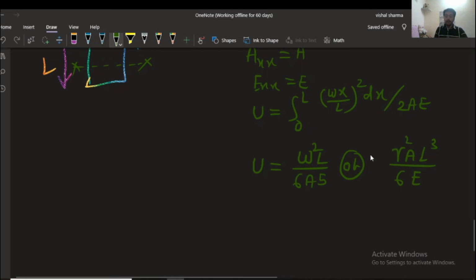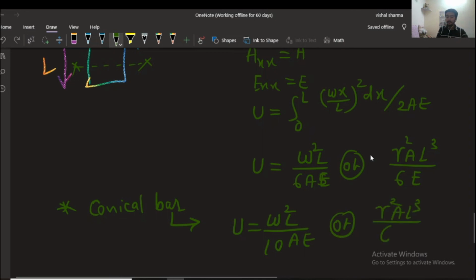The strain energy of the conical bar: this is for the prismatic beam, and if the beam is a conical bar, then from the derivation we will find the strain energy equals W square L upon 10AE, or in terms of gamma square AL cube upon 6E.